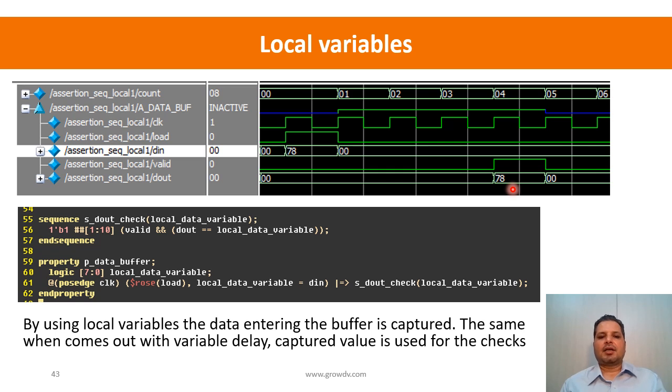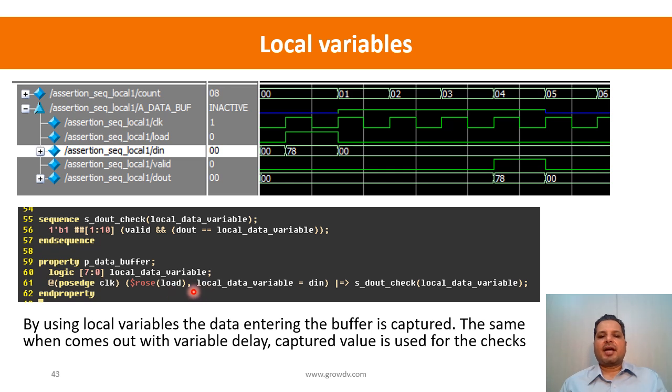We want to check that. Okay, so that is our requirement. Now how do we go about implementing it? Let's understand. So we have a property data buffer, and we have declared a local data variable of 8 bits, and then our sampling event is at the passage of clock, and then we are saying rows of load, that's our antecedent condition.